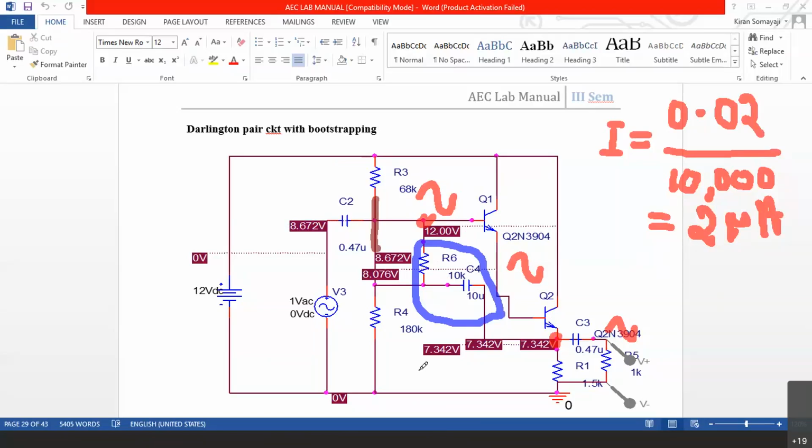But output impedance will be the same as the previous circuit. We are not doing anything for the output impedance as such. Output impedance is anyhow going to be very low in this circuit because of beta 1 into beta 2. But if we want still more input impedance, we can go for this bootstrapping connection.